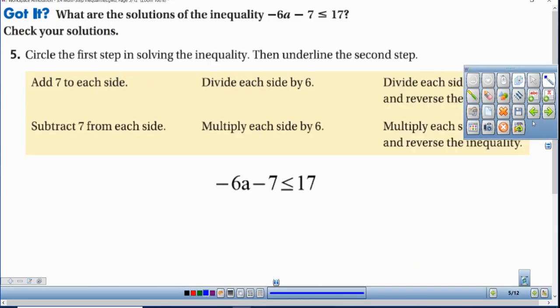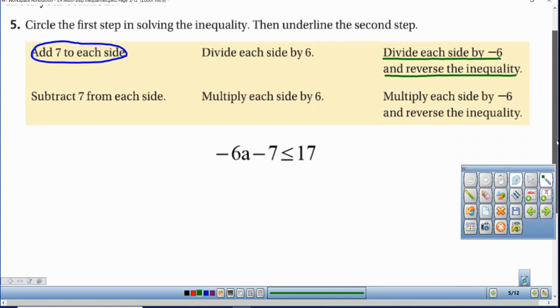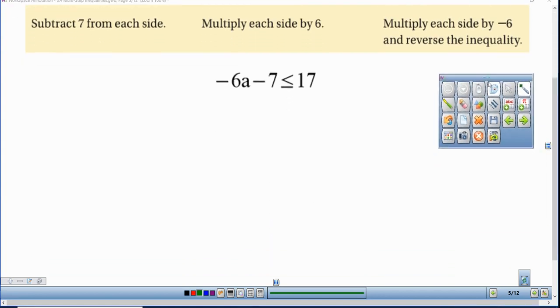Let's apply this to an inequality like the one up here. We're trying to get a by itself. So we first want to get rid of the negative 7. We do that by adding 7 to each side. And then I need to get rid of this negative 6, which is being multiplied. And so we would divide by negative 6 on each side and reverse the inequality. That's a good thing to remember here. So let's go ahead and do that.